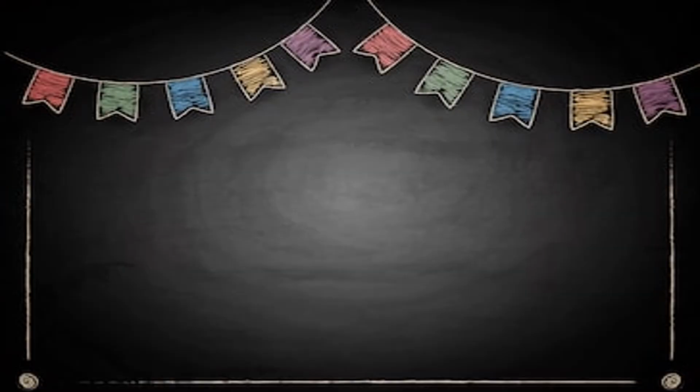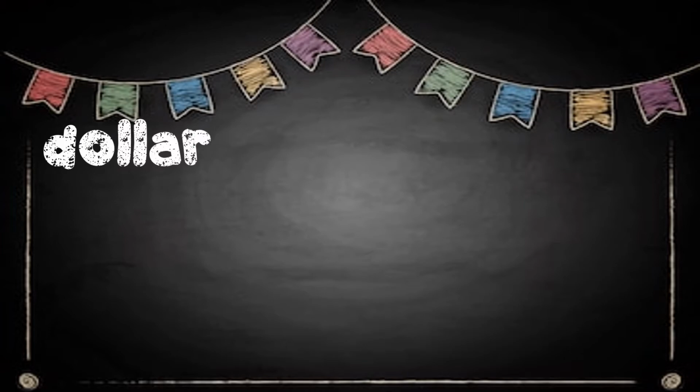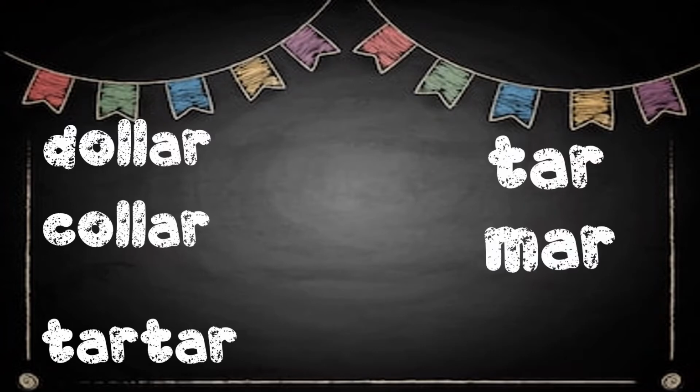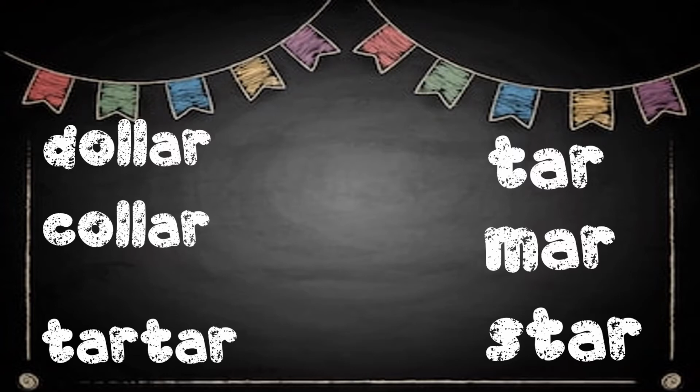Let's take a look at the words up on the board. Dollar, collar, tartar. What is making the sound? A and R. AR is a combination. But wait, I'm really confused. I thought combination AR said R, like the words tar, mar, star. Let's code these words to see if we can figure out why combination AR is making two different sounds.